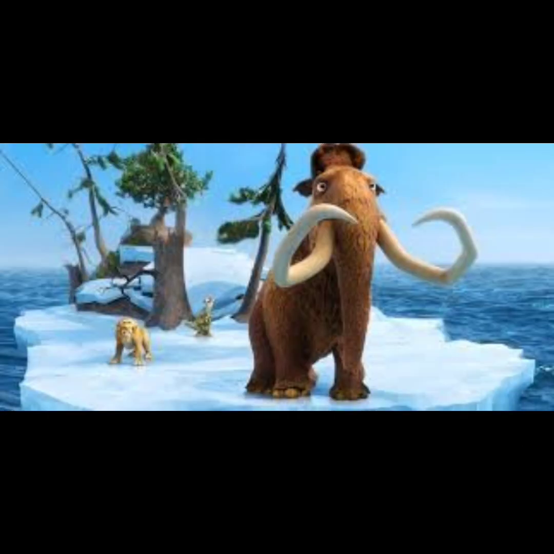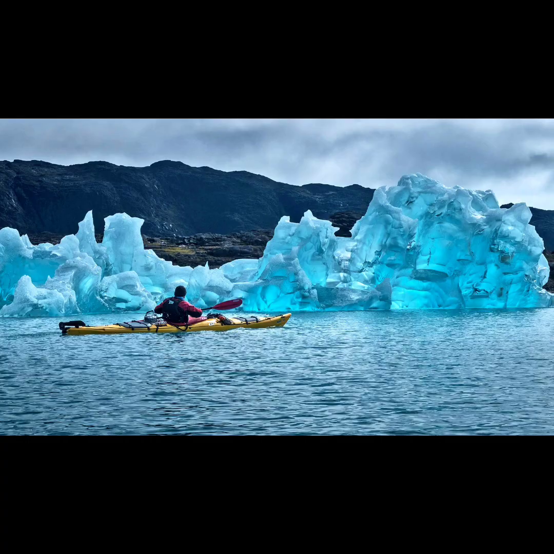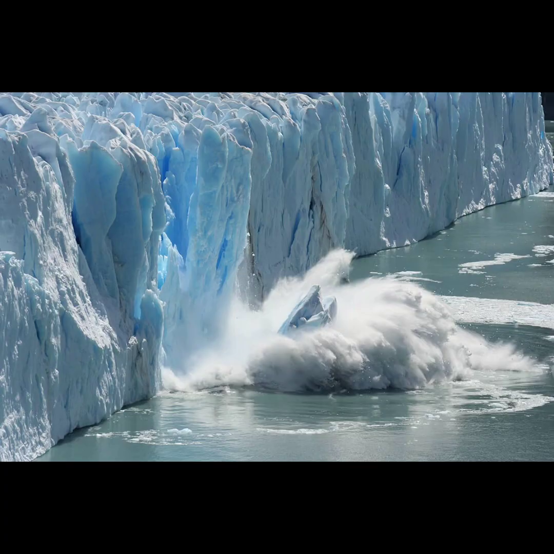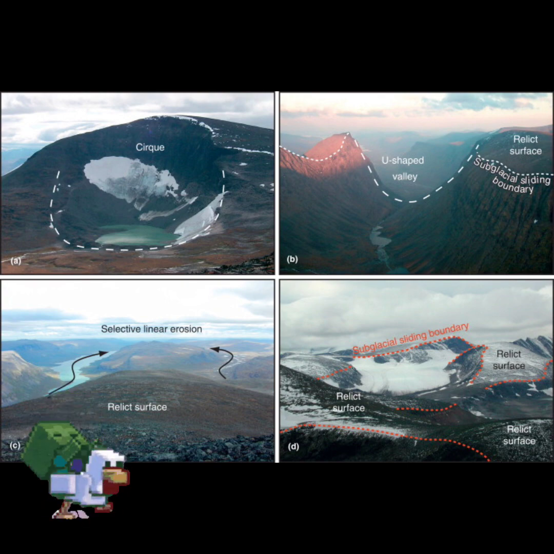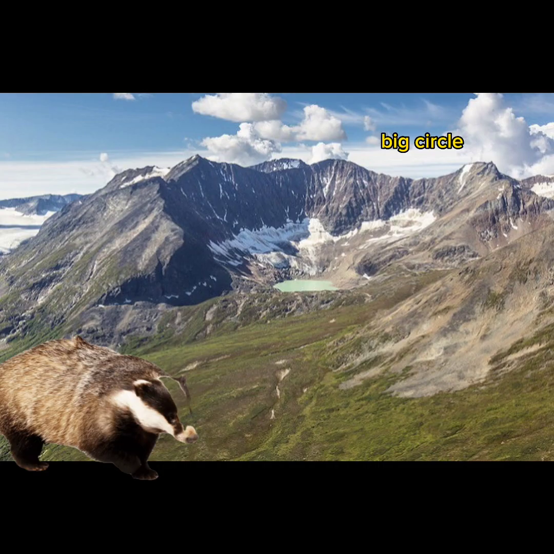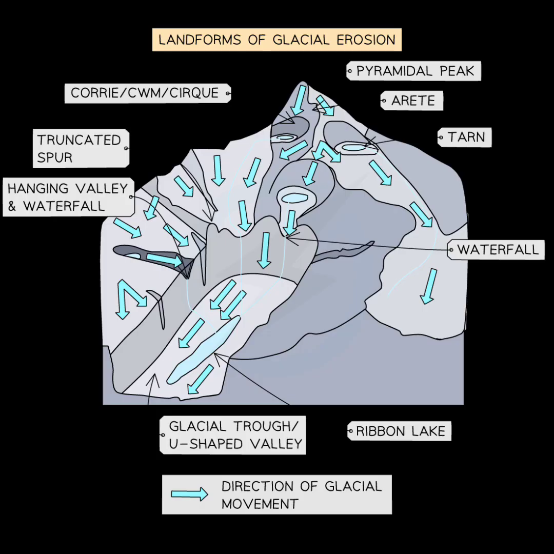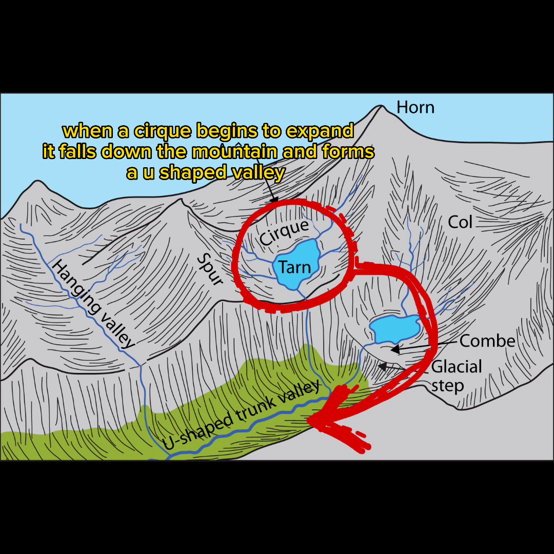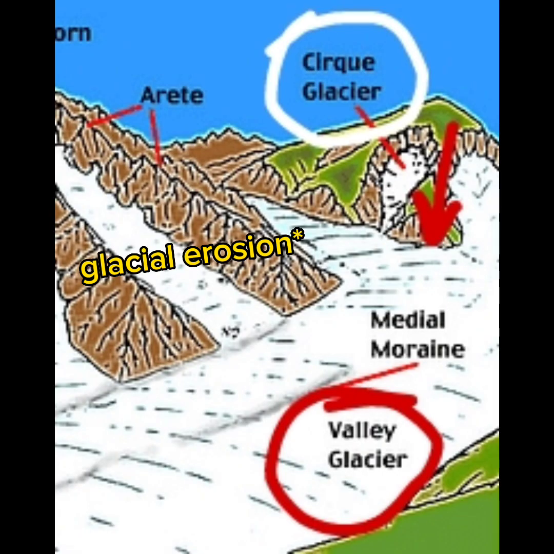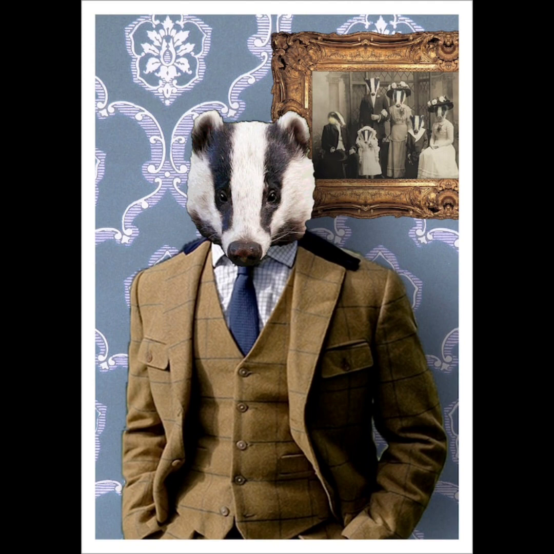Another masterpiece the Ice Age brought us was glaciers. Glaciers were like Apple earpods, which are apparently the most popular item of all time according to Google. One type of glacier is the cirque glacier. The word cirque is actually Latin for circular arena. They occur high up on mountains and are usually the root point for other types of glaciers. As a glacier begins to expand, it creates a different type of glacier called a valley glacier. A cirque will begin to expand due to glacial erosion. I'll explain this later on in the video.